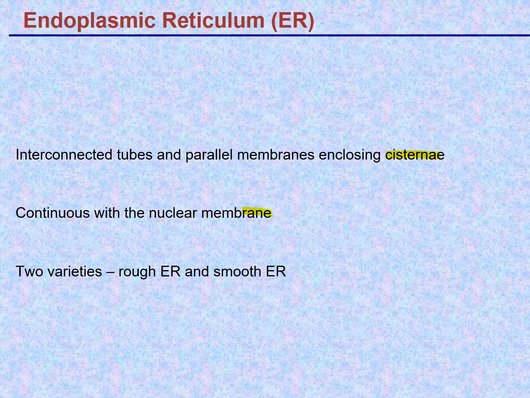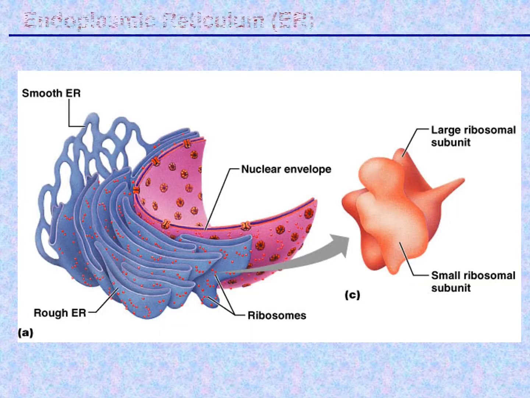The nuclear membrane is attached to this structure, and I'll show that on the next slide. The structure is called the endoplasmic reticulum. There are two types: one that contains ribosomes, called rough endoplasmic reticulum, and one that does not have ribosomes, which is smooth endoplasmic reticulum. And here you see a diagram showing it.